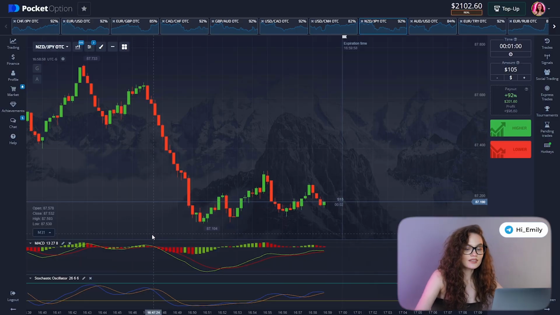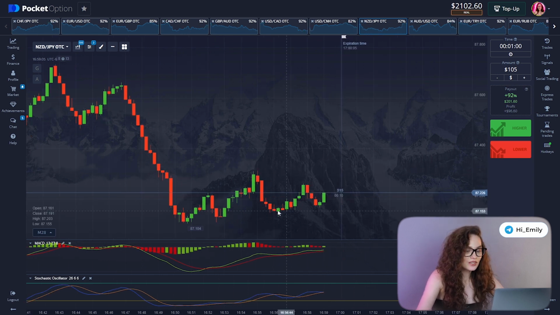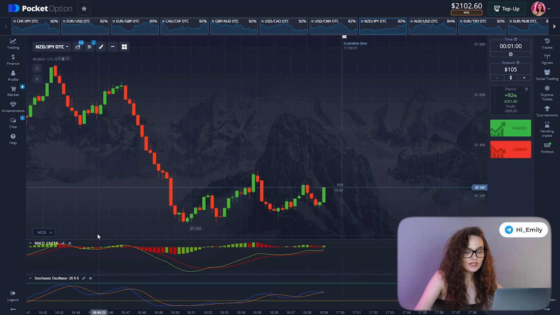And then we look at the direction in which the indicator lines are moving. If they move up, then we open up a trade. If they move down, then accordingly we open a bet for a fall.